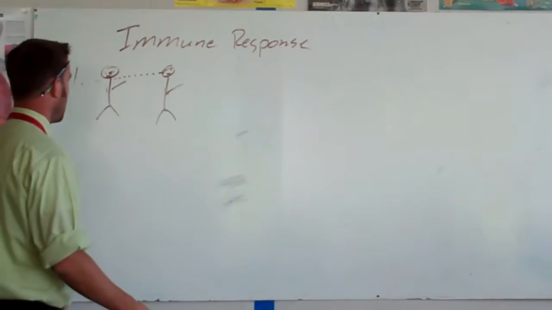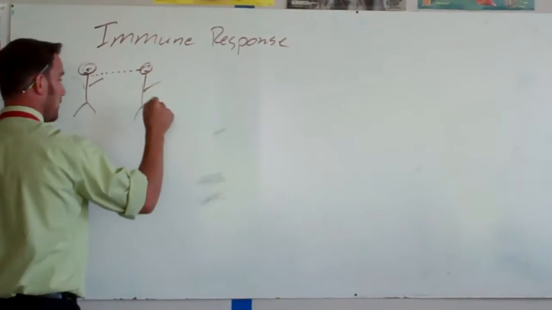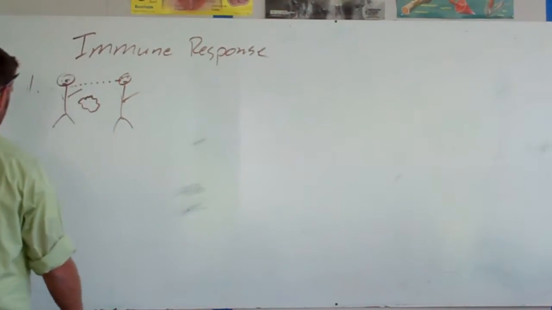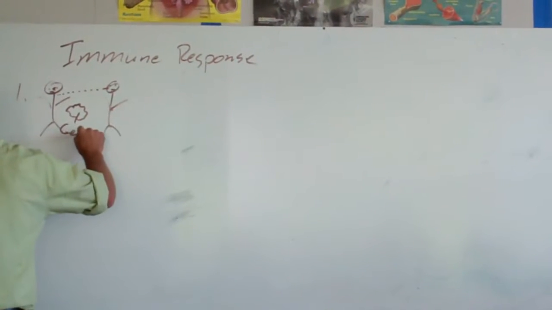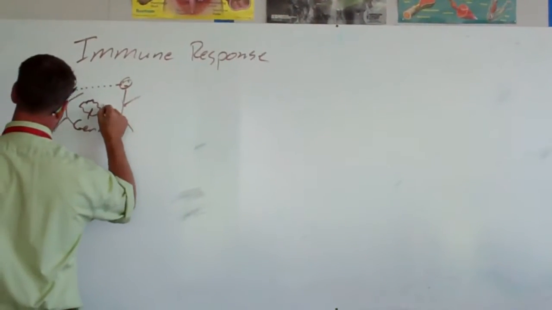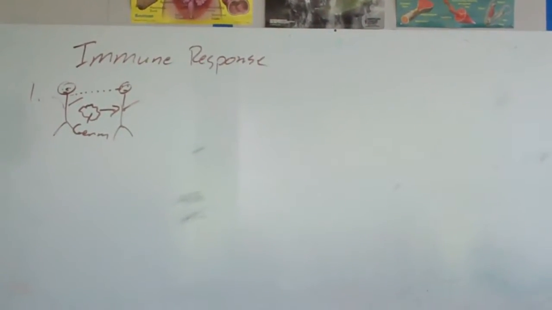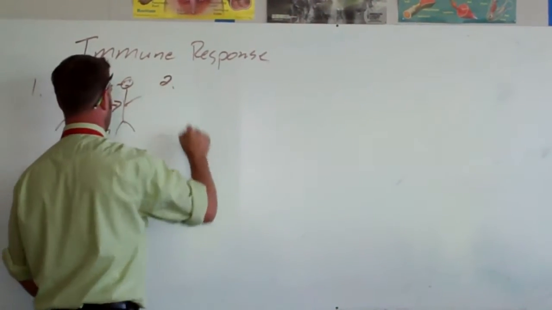Other way you could show this. You could draw a picture of maybe a pathogen, or a germ. So we're going to label this as being a germ. Then I'm going to draw a little arrow. The germ is going inside of somebody. Step 1. Step 2, Ben.